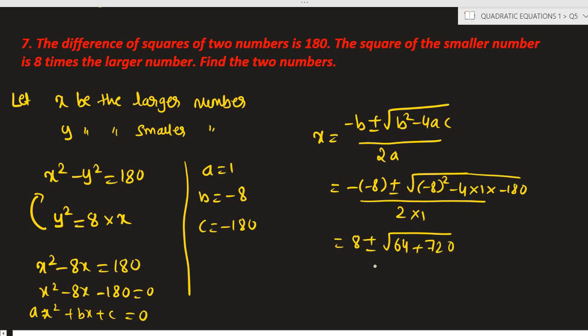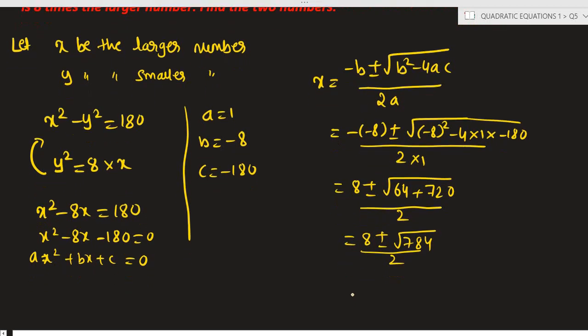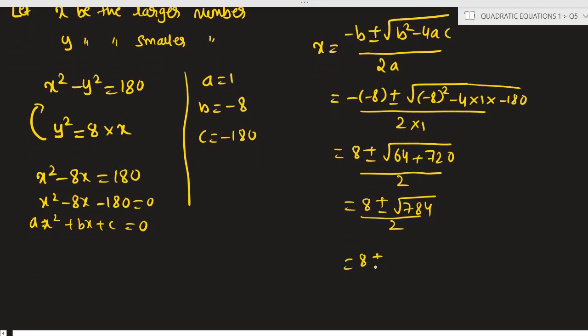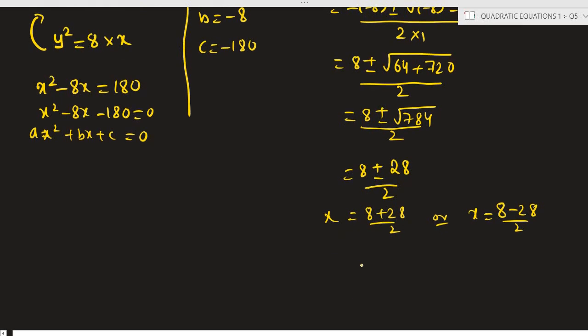So this is 8 plus or minus root of 64 plus 18 fours are 720, the whole divided by 2. This is 8 plus or minus root 784, whole divided by 2. What happens here now? x is equal to 8 plus or minus root 784. That is 28, divided by 2. Therefore x is equal to 8 plus 28 by 2, or x is equal to 8 minus 28 divided by 2.